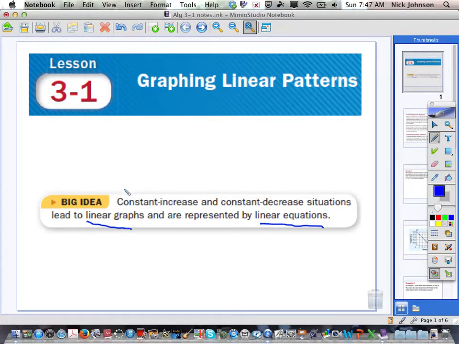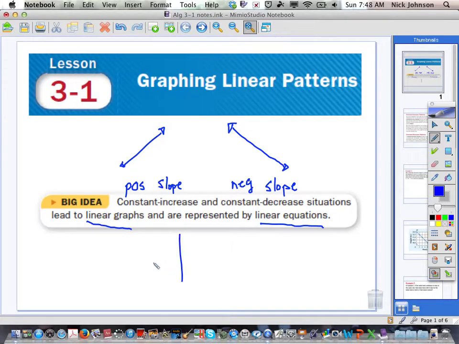Now, what you need to know: a constant increase has positive slope. That means it goes up from left to right. A constant decrease has negative slope. This should be review, which means its graph is going to fall from left to right.